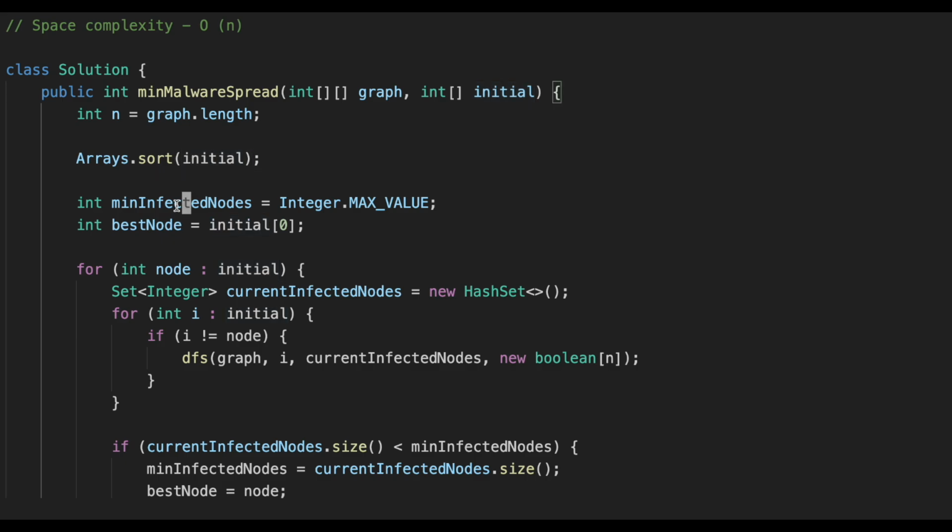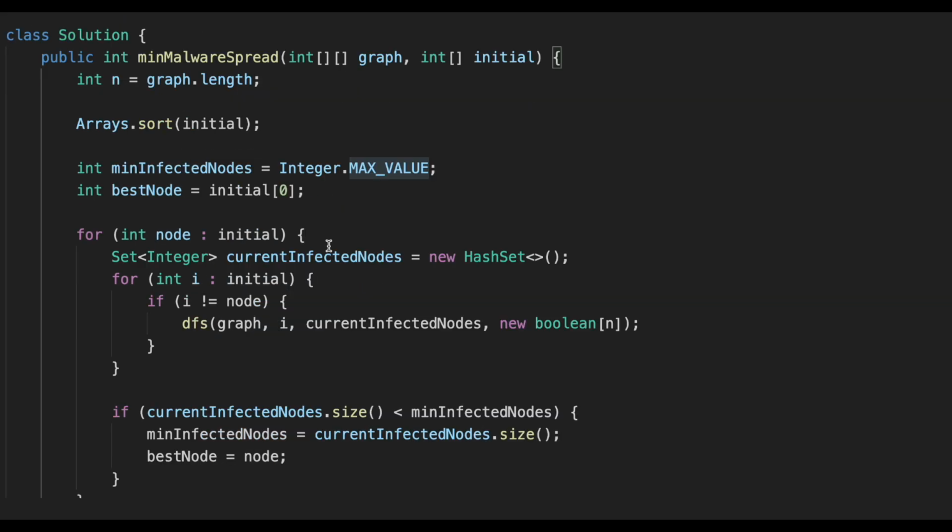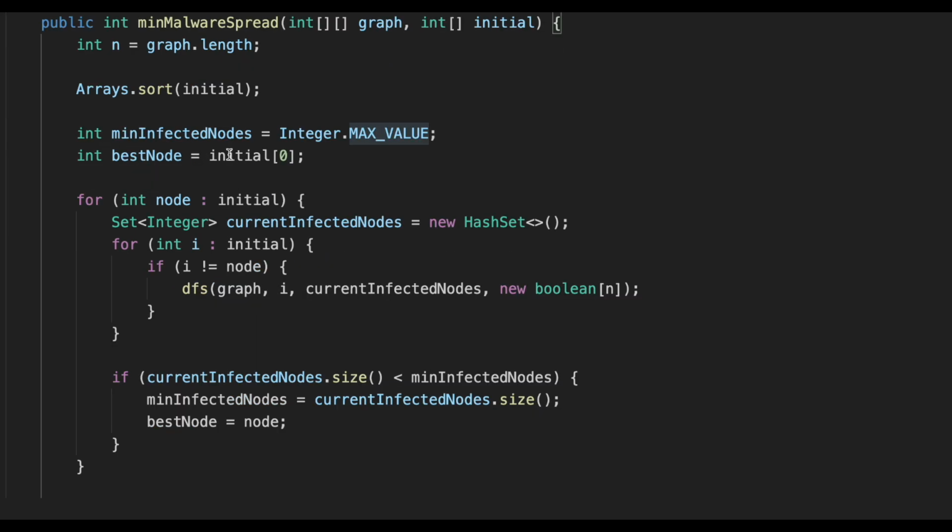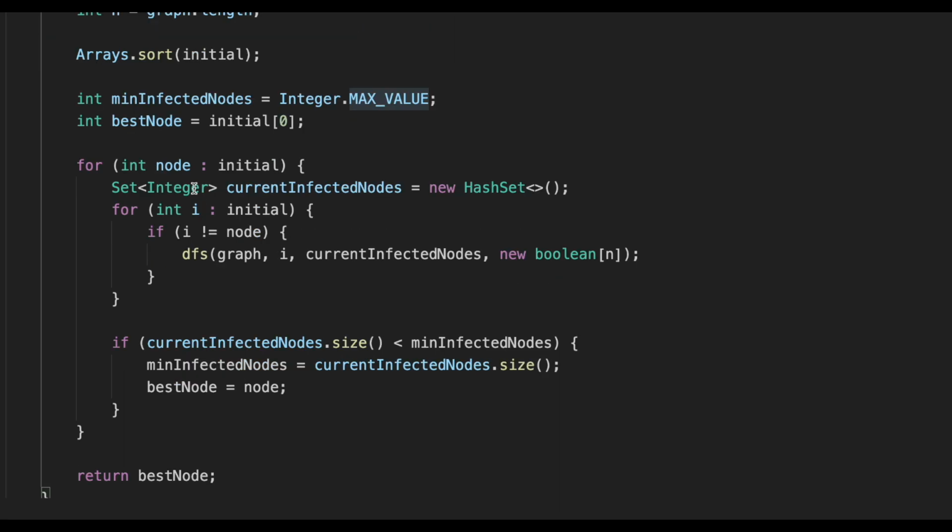So in the next step we are creating 2 variables: minimum infected nodes, which we are setting to integer max value, and the best node, which we are setting to the first node in the initial. And in the next step, we are going over each node.